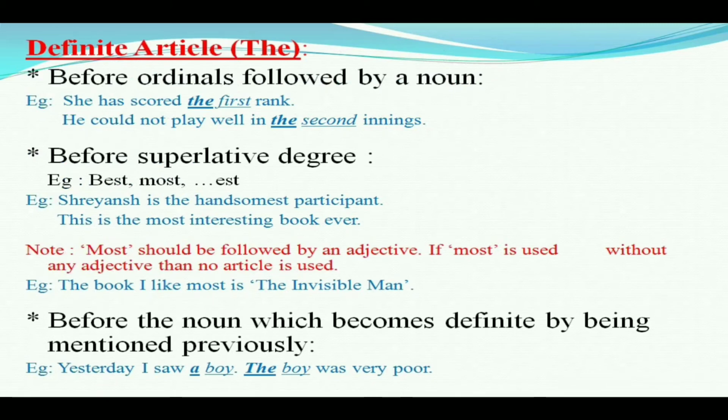Now definite article. The first point of definite article, we use definite article the before ordinals. But remember one thing, ordinals must be followed by a noun. If there are ordinals but they are not followed by any noun, in that case we do not use any article before them. They must be followed by a noun.